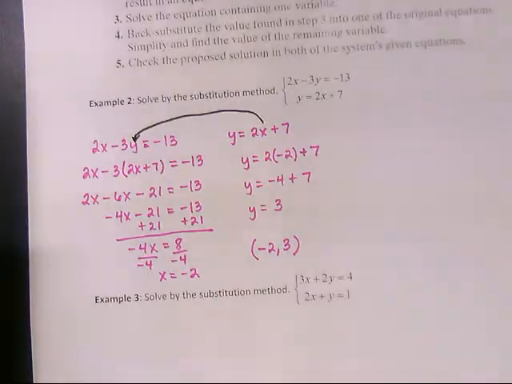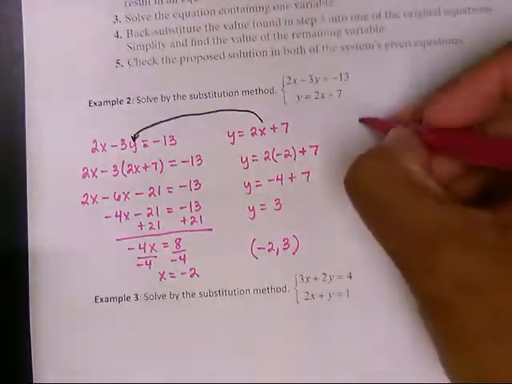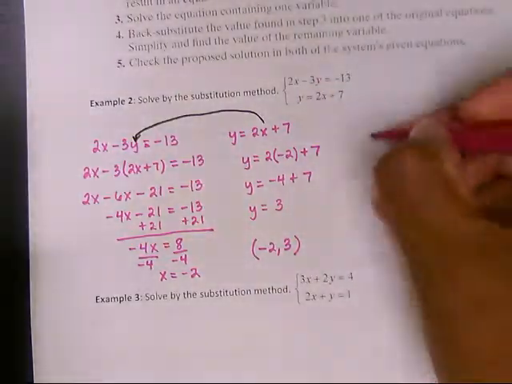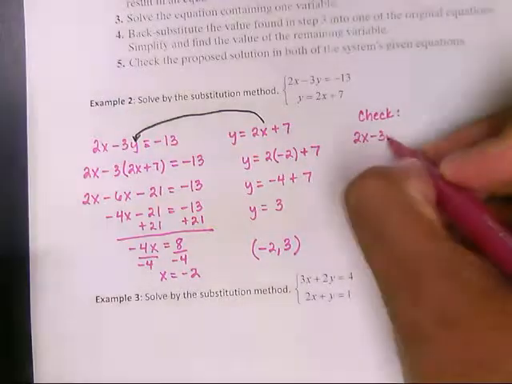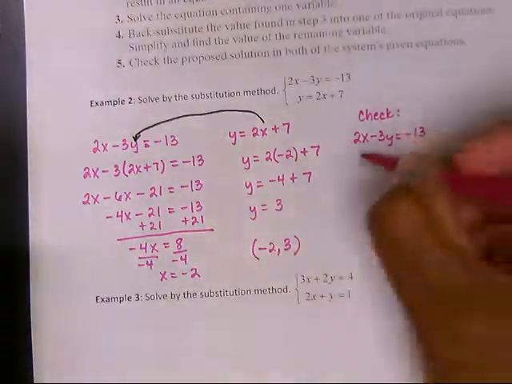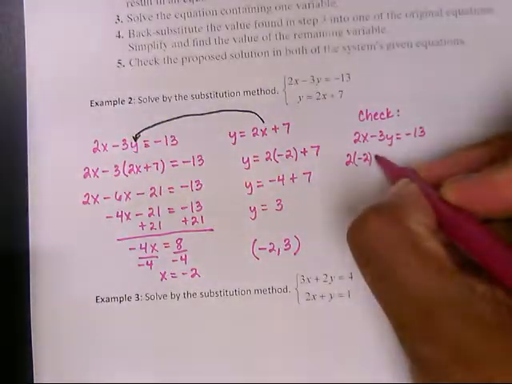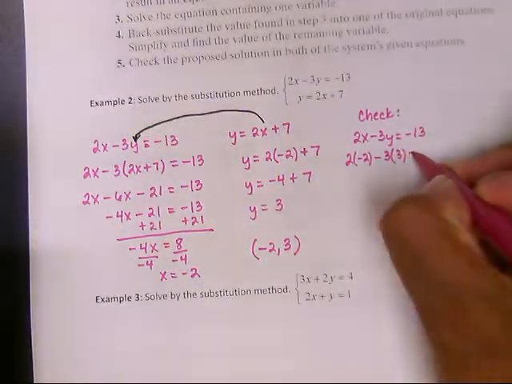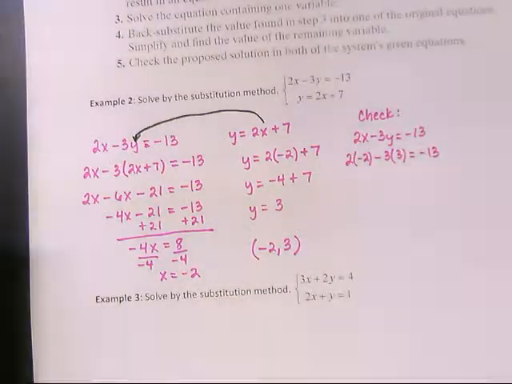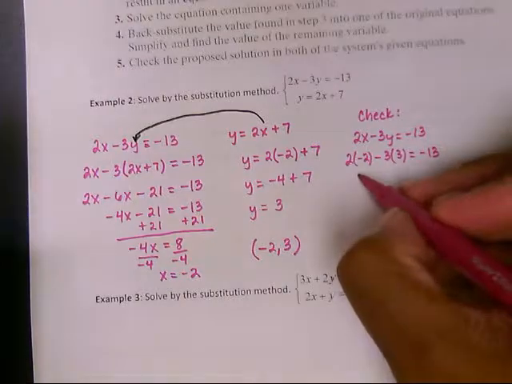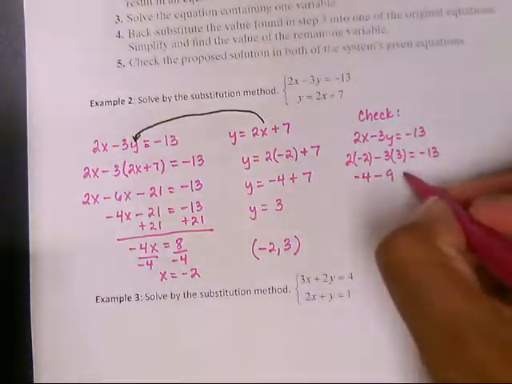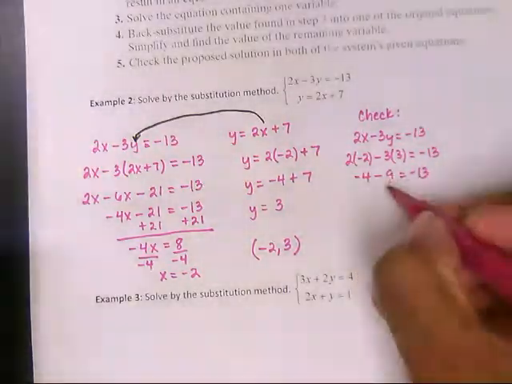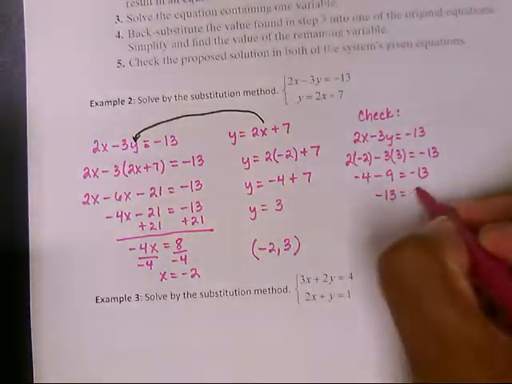And of course they tell you to check your proposed solution in both given equations. I'm going to do it for this one here. Here's the original equation, so if I do the check, I just take 2x minus 3y equals negative 13, replace the x with negative 2, so I have 2 times negative 2 minus 3 times y, which is 3, that should equal negative 13. And then 2 times negative 2 will be negative 4, minus 3 times 3, which is 9. That should equal negative 13, and negative 4 minus 9 does give you negative 13.